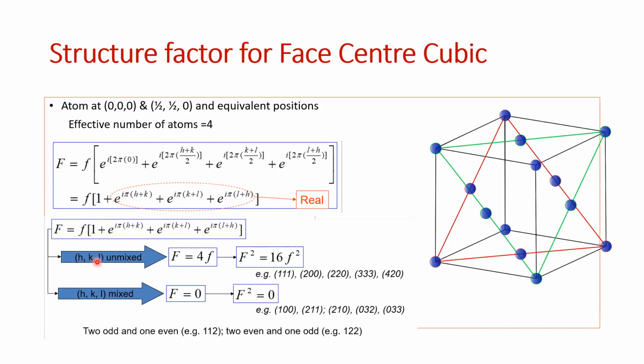And when h, k, l are unmixed, that says that all three are either even or all three are odd. Or when h, k, l are mixed, suppose we have h, k to be odd and l to be even, then these are mixed indices. So in this case, F is equal to 0 and F square is equal to 0. So these planes: 1, 1, 1, 2, 0, 0, 2, 2, 0, 3, 3, 3, 4, 2, 0 are allowed in case of a face-centered cubic.